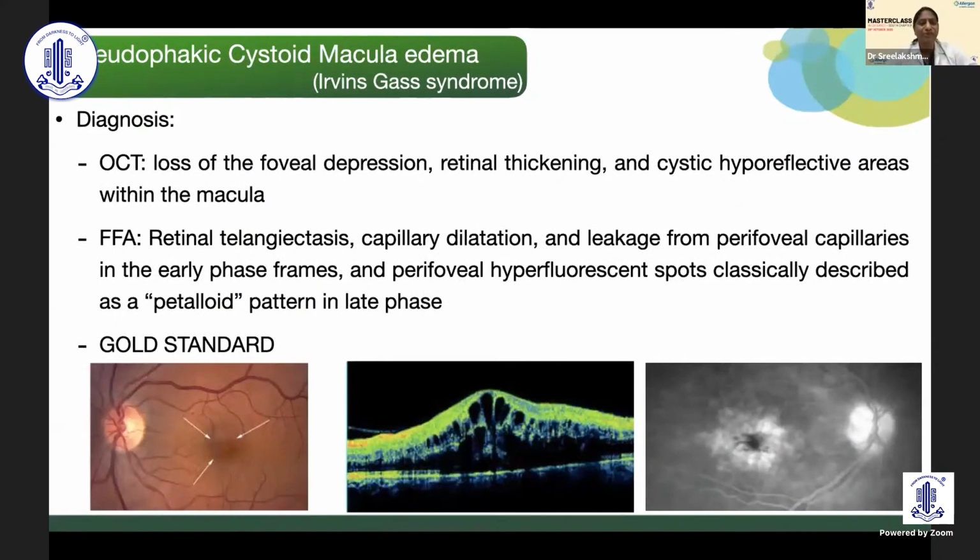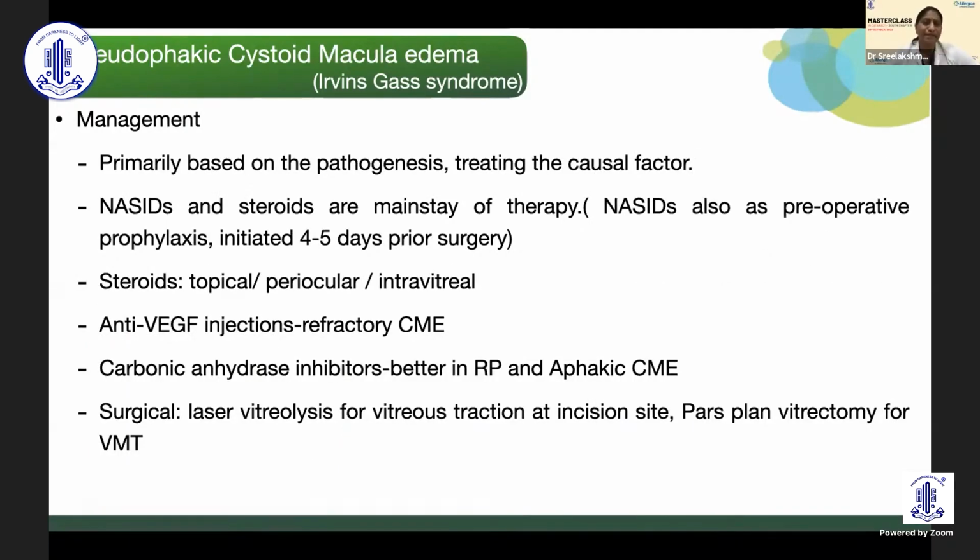So coming to the diagnosis of cystoid macular edema, sometimes it may not be visible on clinical examination, but it can be picked up on the OCT, which is non-invasive. And you can typically see the petalloid pattern on FFA. Coming to the management, NSAIDs are the mainstay of therapy. In steroids, when topical steroids and NSAIDs are not helping, you can give a PST. With intravitreal triamcinolone, you need to be watchful for increased intraocular pressure.